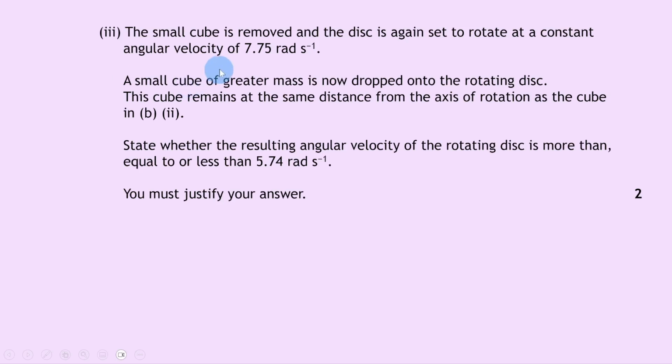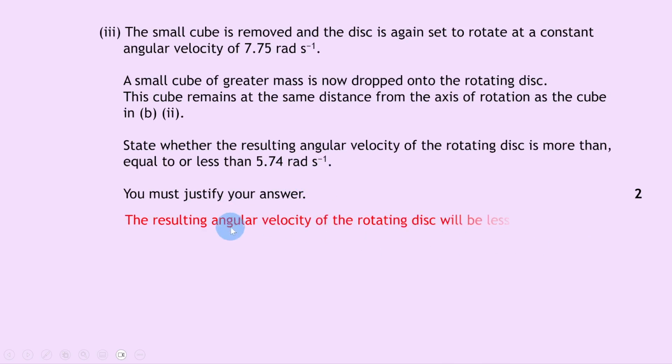Lastly, B part 3 says the small cube is removed and the disc is again set to rotate at a constant angular velocity of 7.75 radians per second. A small cube of greater mass is now dropped onto the rotating disc. This cube remains at the same distance from the axis of rotation as the cube in B part 2. State whether the resulting angular velocity of the rotating disc is more than, equal to or less than 5.74 radians per second. You must justify your answer, and there's 2 marks available here.